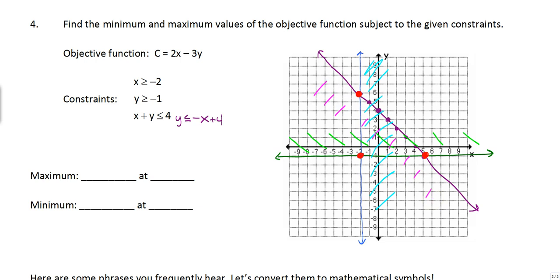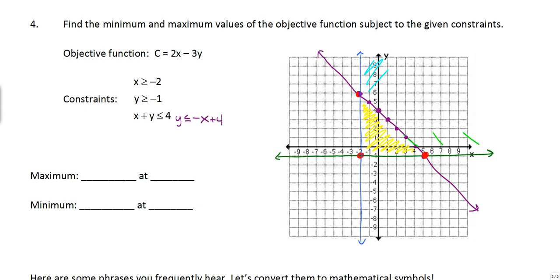So just so it's easier for you to see, we're to the right of the blue line, above the green line, and below the purple line. So I am just going to clean that up a little bit so you can see exactly where our region is. Our shaded region is just what's in this triangle. So it's important to know that that is a bounded feasible region. So we are going to be able to find both a max and a min.